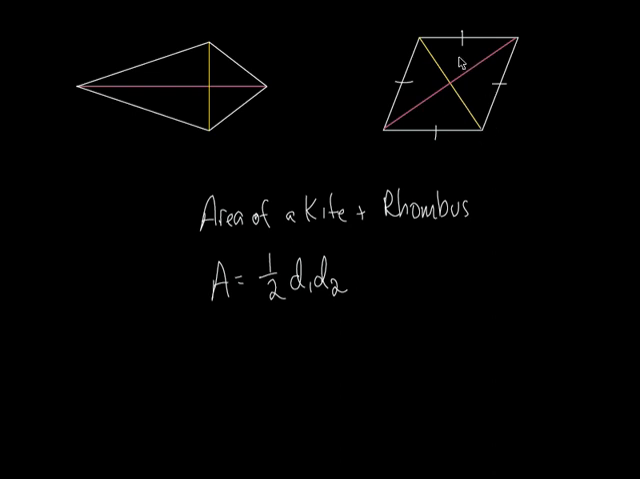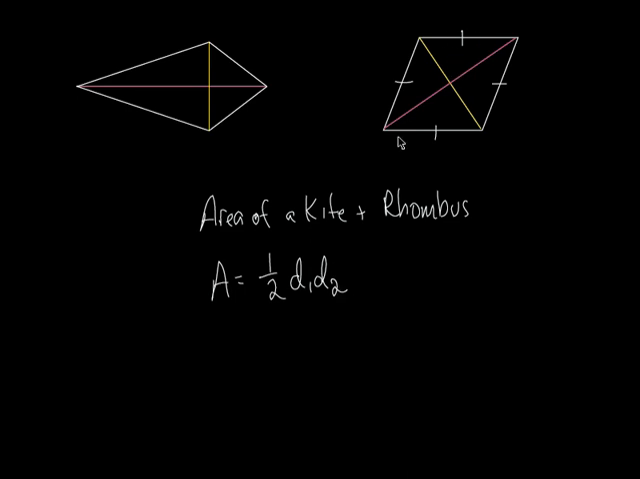Right? Because there are times, because you're like, well, a rhombus is the same as a parallelogram, why can't I just go base times height? But what if they don't give you enough information to figure out what the base and the height are, but they do give you the diagonals, right? Then it makes it a lot easier knowing this formula right here.